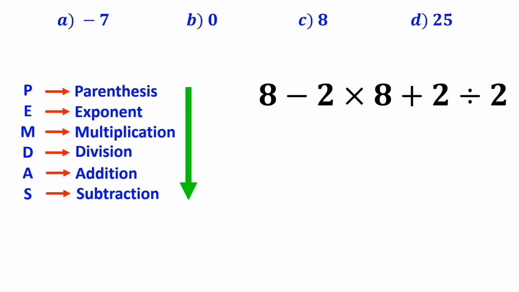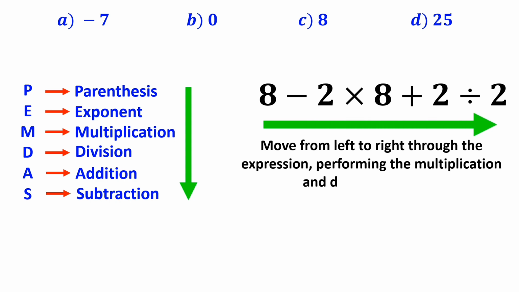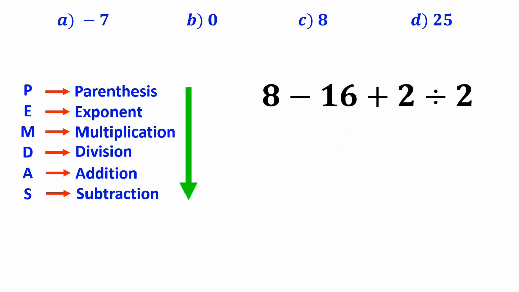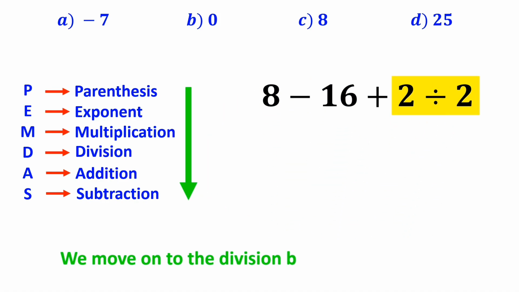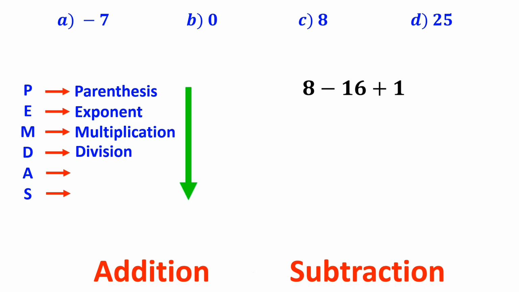And all we need to do here is move from left to right through the expression, performing the multiplication and division as we go. So, first we start with 2 times 8 and write this expression as 8 minus 16 plus 2 divided by 2. In the next step, we move on to the division between 2 and 2 and replace this expression with 8 minus 16 plus 1. Once again, we should remember that addition and subtraction also have the same level of priority.